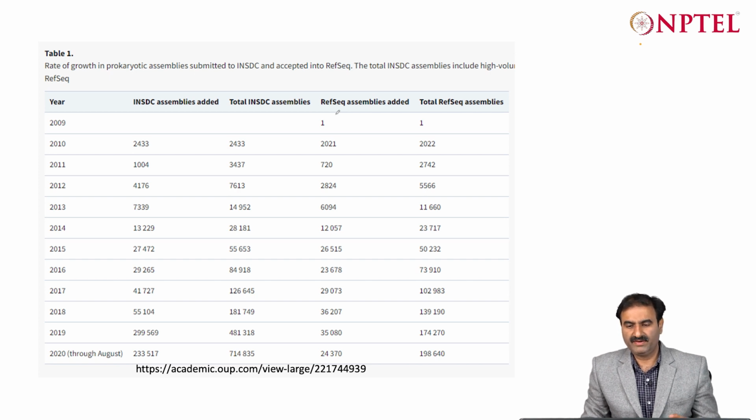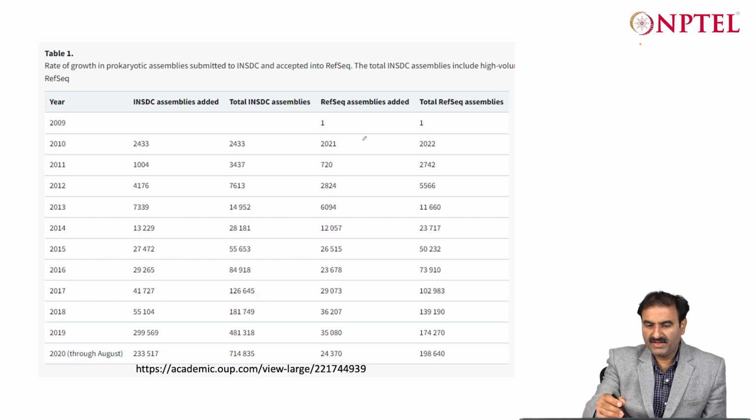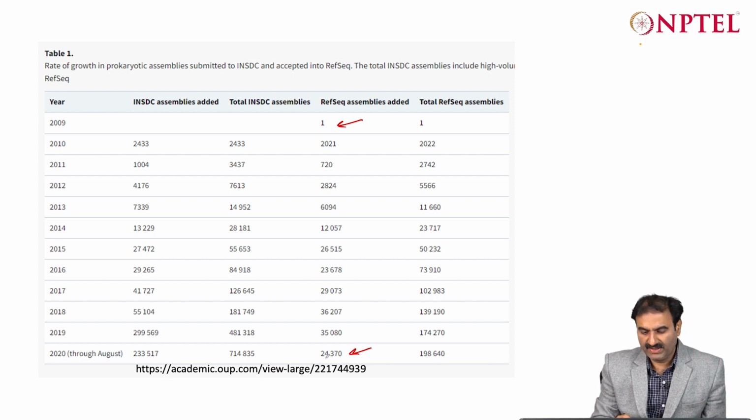And if you see, in the past, the reference genome assemblies by using all these sequencing technologies and the assembly pipelines, it is increasing so fast that you can see that in RefSeq, per year, like in 2009, only one assembly was added, and in 2020, like 24,000 new assemblies were added, and total assemblies reached almost 2 lakhs. Which means that there is a very rapid rate of genomes which are completed and submitted to RefSeq.